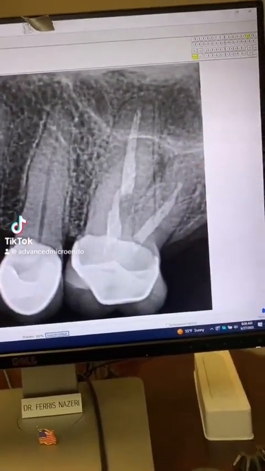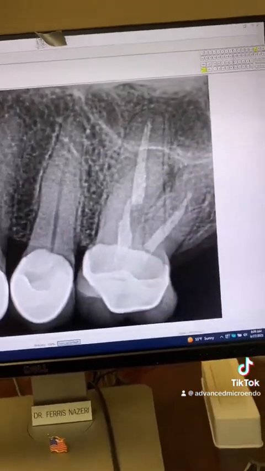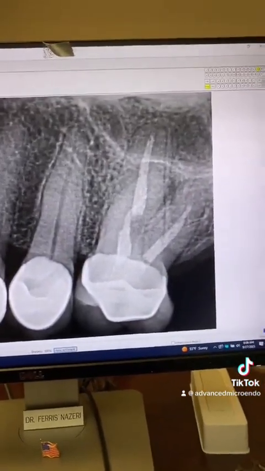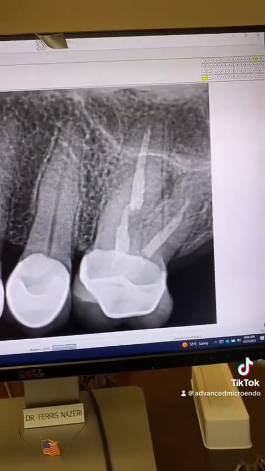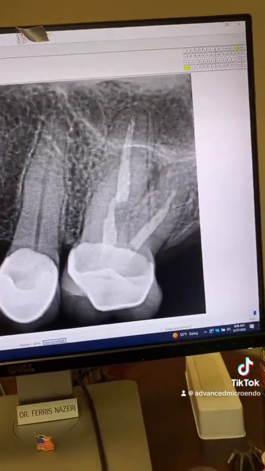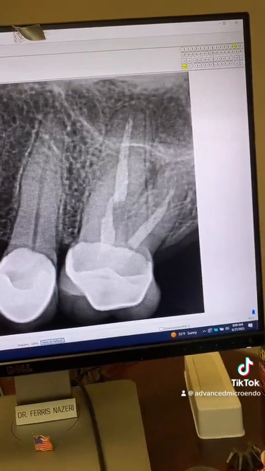This patient was referred to me for endodontic retreatment of tooth number 14. Root canal was done a few years ago by the patient's general dentist, and you can see a periapical radiolucency right there, and patient has symptoms.